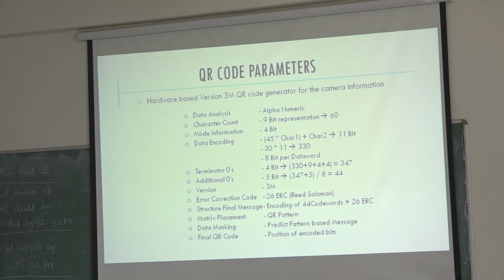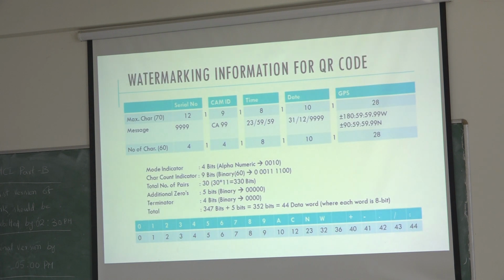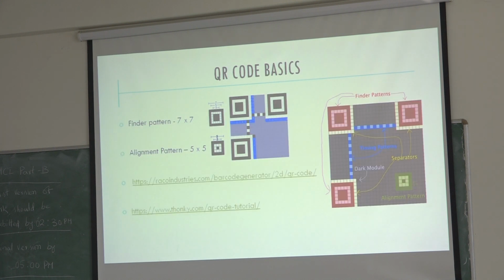Okay. So the structure of the final message is 44 code words and 26 error correction words. And the matrix placement is based on the QR pattern. So I'll explain what the QR pattern is. And the final encoded bits should be placed based on the QR code version and the format. Again, the same thing is mentioned with the decimal point and the number of bits. So wherever you go, you are able to see this base structure.